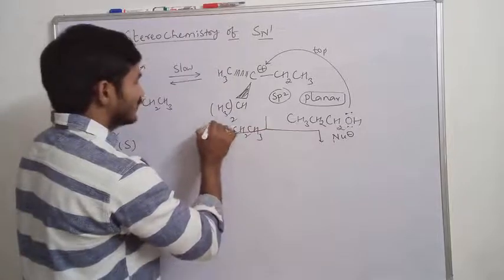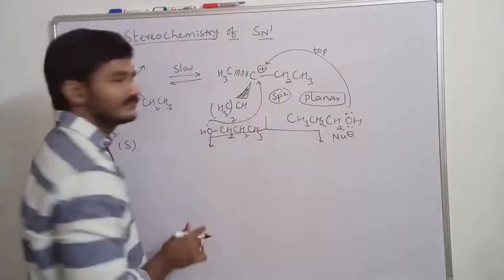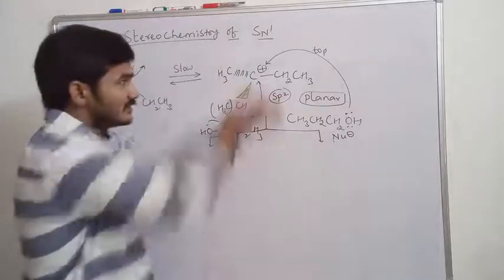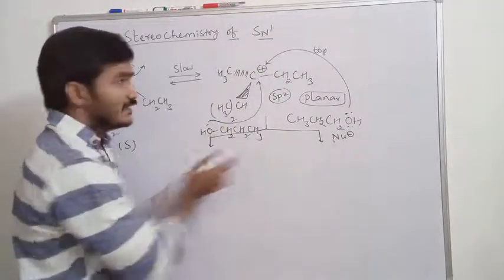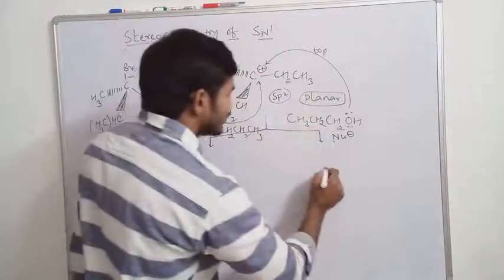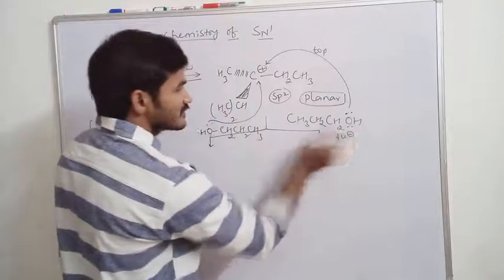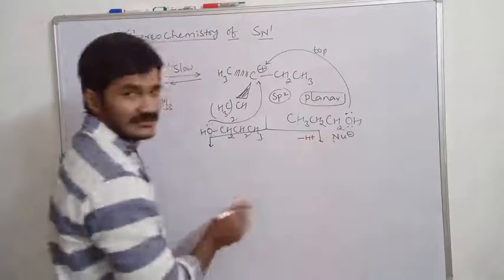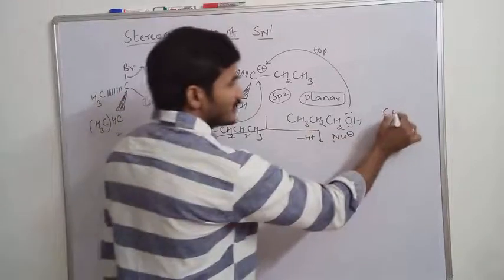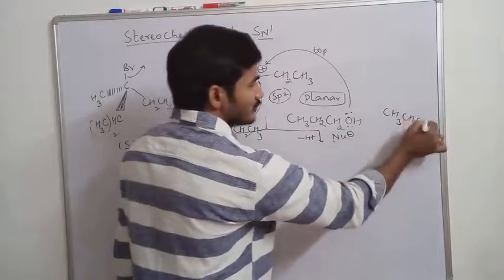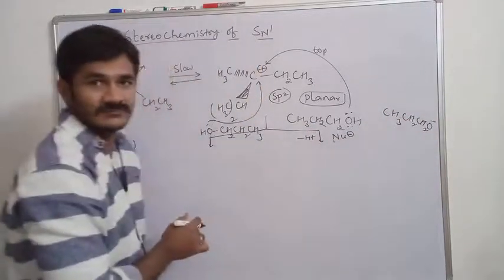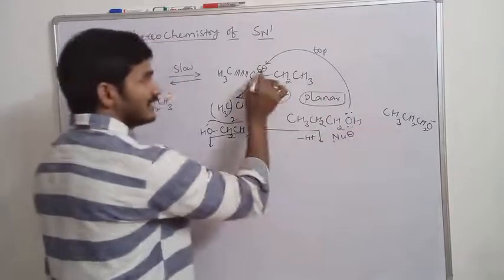If the attack is from the back side, we get it from the end. This is from the top, this is from the bottom. If the attack is from the front side, what product do we write? What is the nucleophile here? After losing a proton, which group is attacking here? CH3CH2CH2O minus. That part is going to attack at this time.